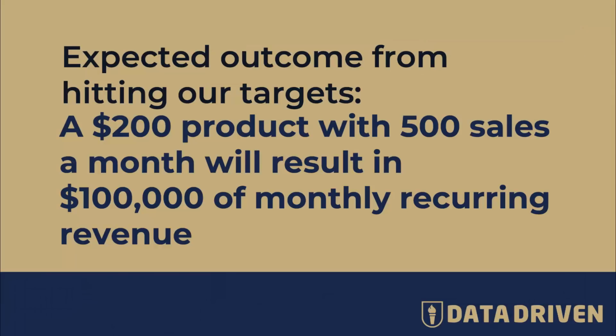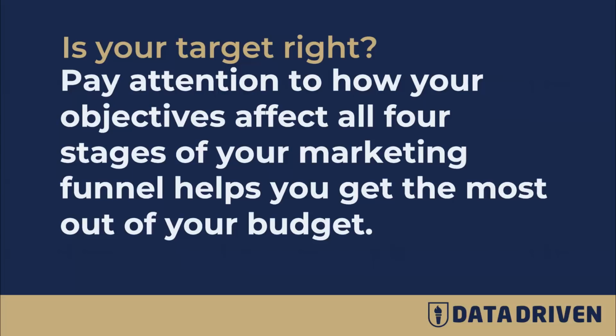And so when you pull it all together, the expected outcome from hitting our targets and having a very complete marketing funnel is that a $200 product with 500 sales a month will result in $100,000 of monthly recurring revenue if we implement this program. But how do you know if that's right?